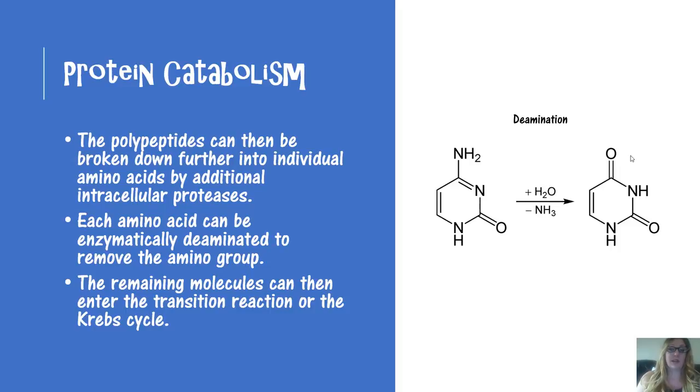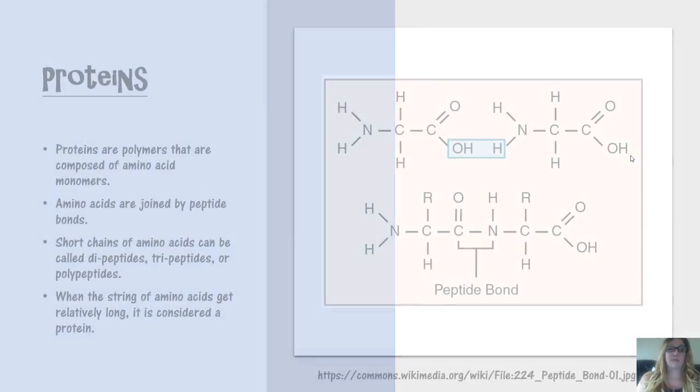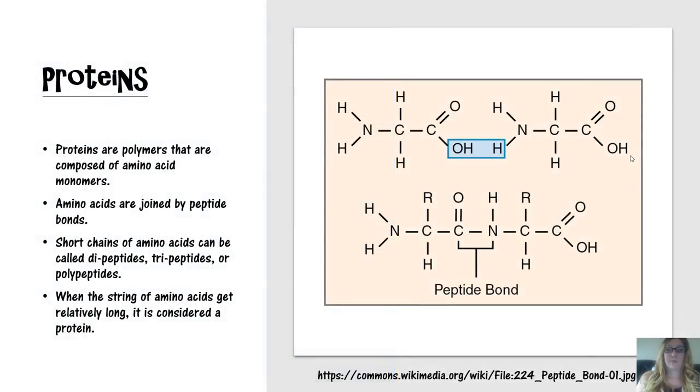Each amino acid can be enzymatically deaminated to remove the amino group, and here is the deamination. The remaining molecule can then enter the transition reaction, or go directly into the Krebs cycle. Proteins are polymers of amino acids, and they are joined by peptide bonds, and here's where that peptide bond is formed.